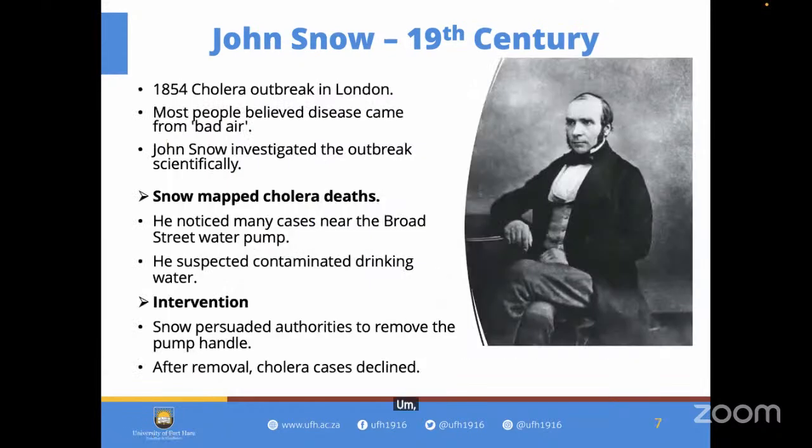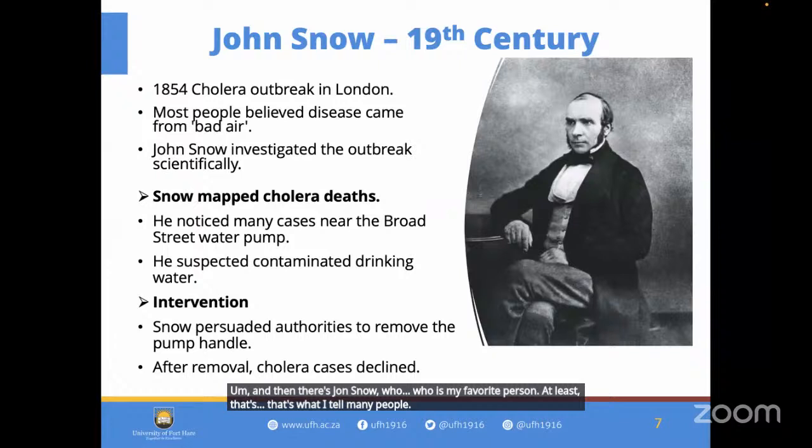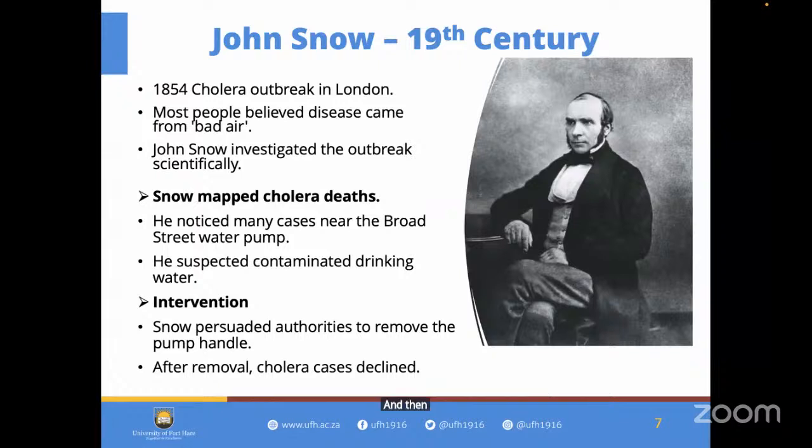And then there's John Snow, who is my favorite person. At least that's what I tell many people. This man is my favorite person because he was the first person who practiced what we call modern day epidemiology today.